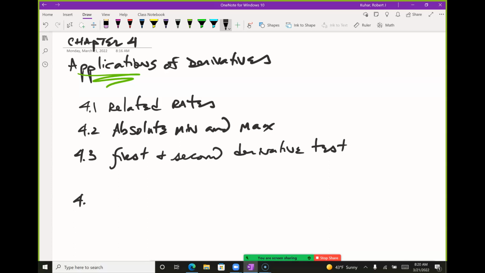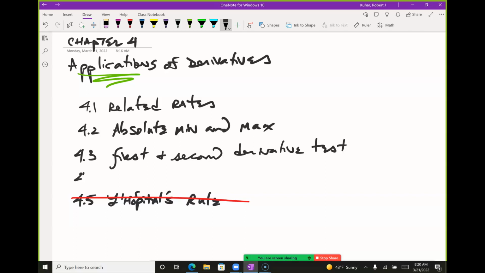4.5 is, I think, L'Hopital's. Let me just double check. Yes, so we did that already. There's an optional section there, so we don't have to do that. That's kind of nice. 4.4, why did I skip that? Because I always skip it. 4.4 is graphing.